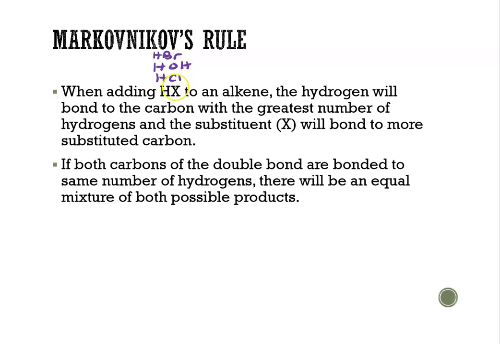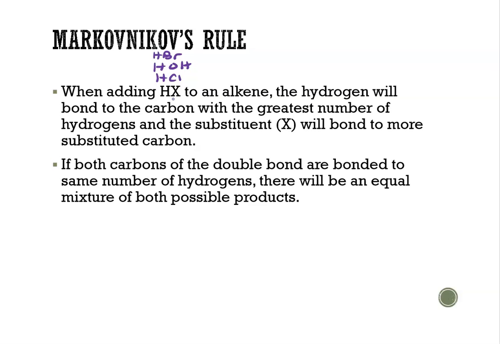So here, when we have these things that we're adding, what scientists have found is that the hydrogen will always bond to the carbon with the greatest number of hydrogens. So the hydrogen is sort of attracted to its peeps, and so it's like, oh, these are where all of my hydrogen people are, I'm going to go over here with the hydrogen. And then all the substituents bond to the more substituted carbons.